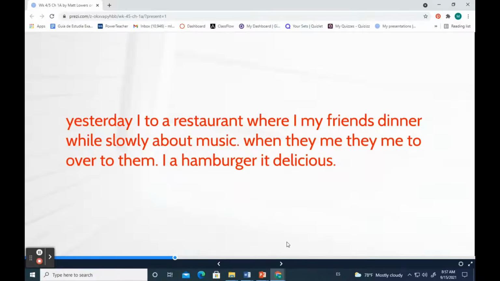Yesterday, I to a restaurant where I my friends dinner while solely about music, while they, me too, over to them. I a hamburger delicious. What? What did I just say? Right? We need those verbs in there.